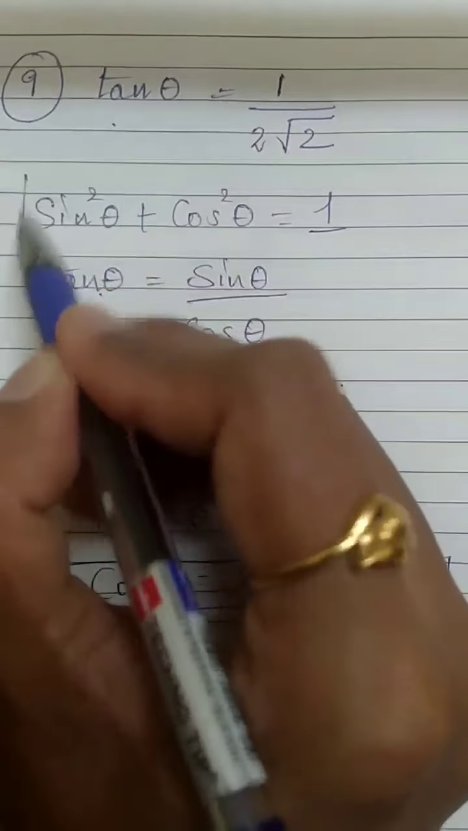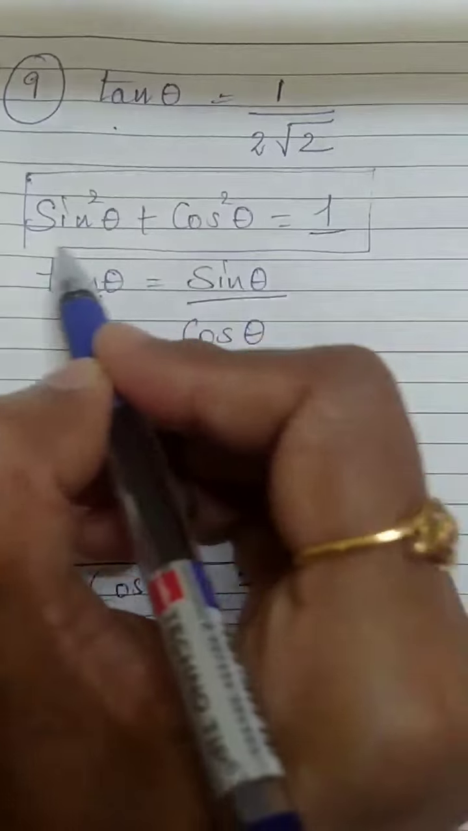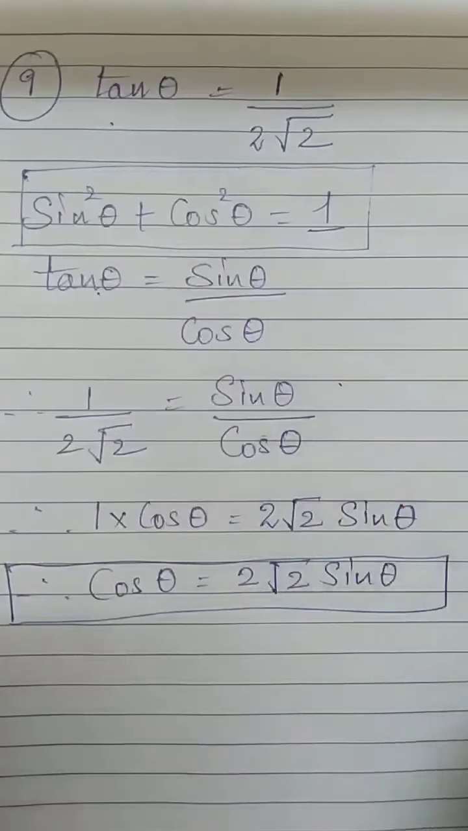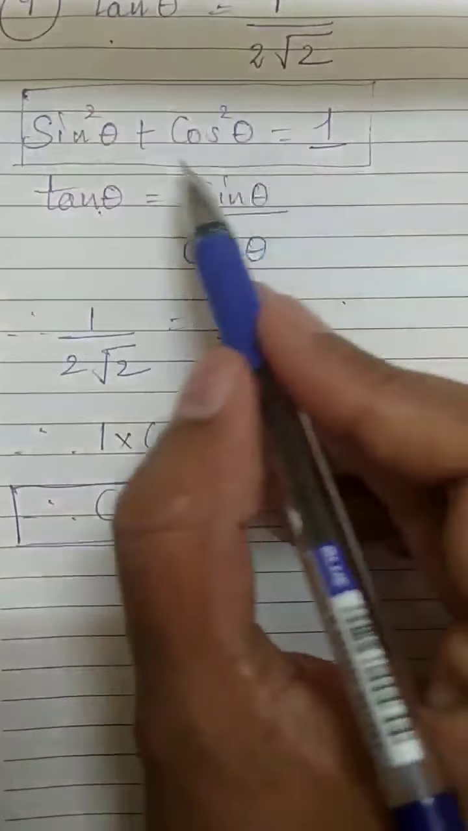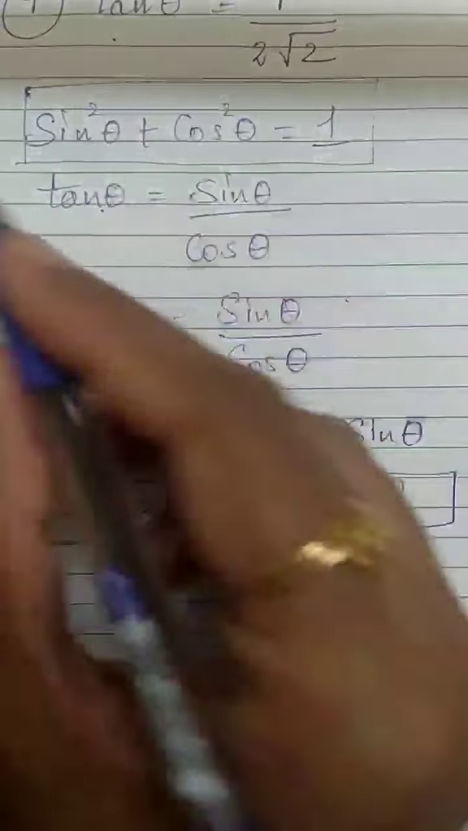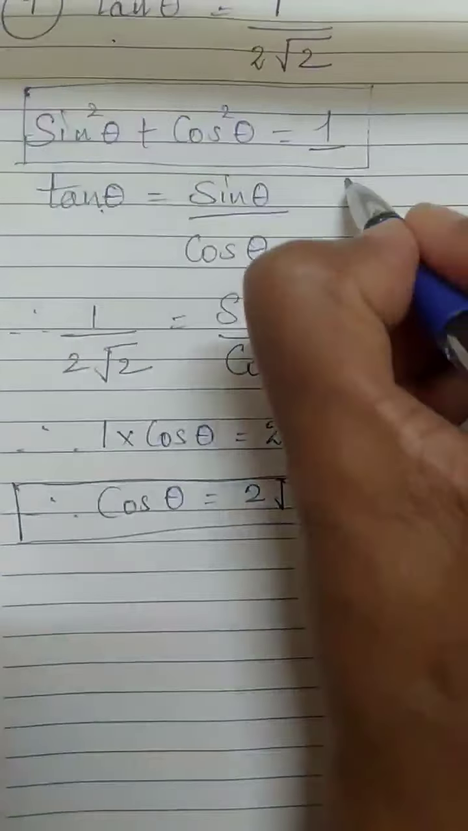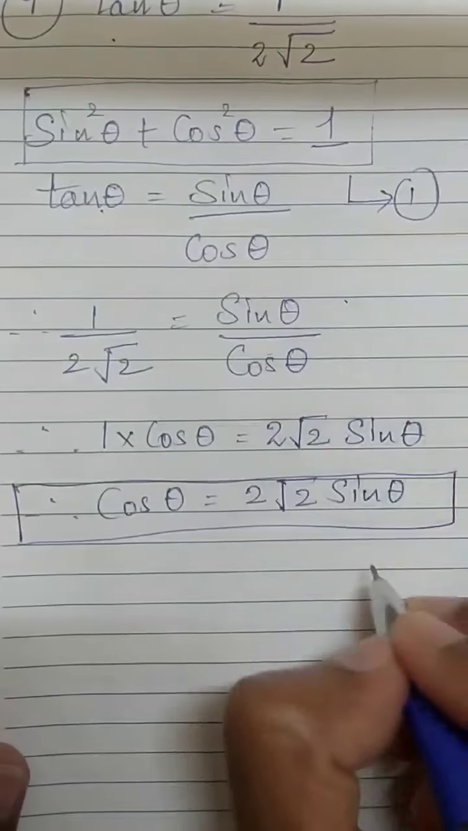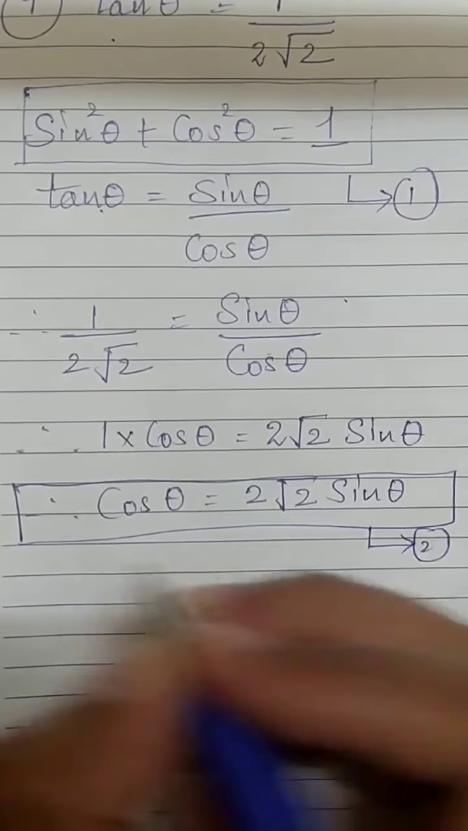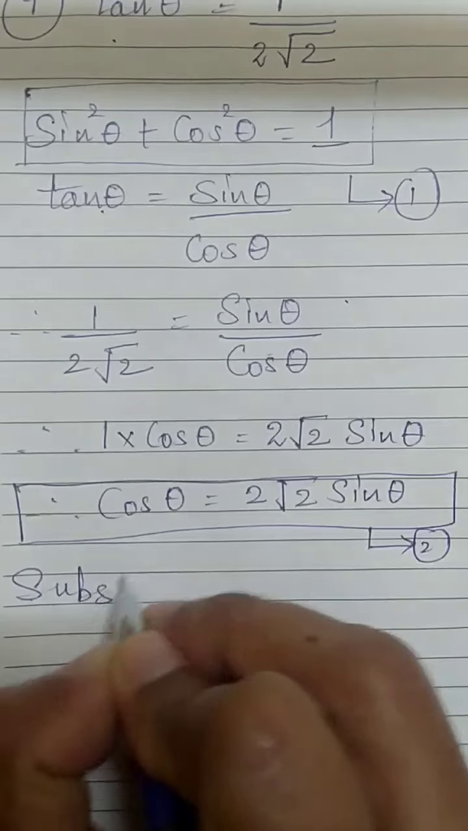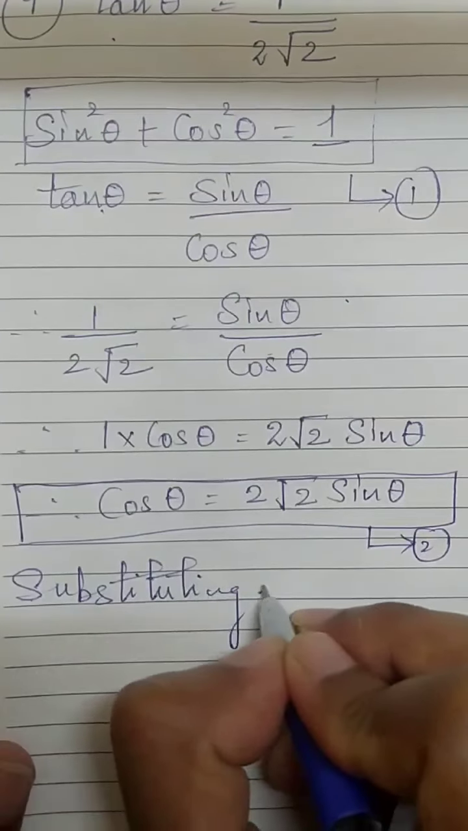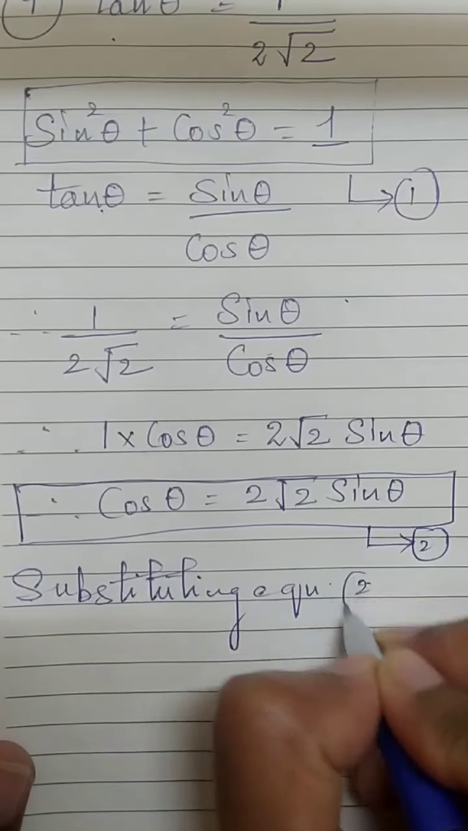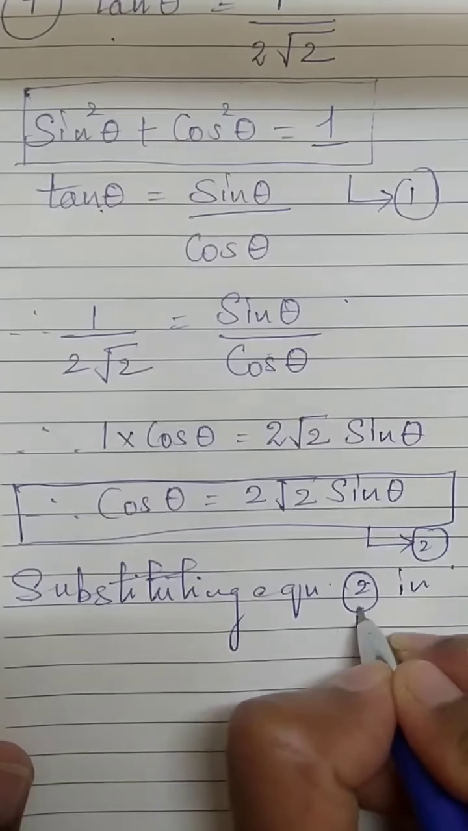Now we will substitute that here. We will use this formula. It's time to use this formula. You know cos theta is this much, that we will put here. So we will substitute it in equation number 1. So this will give it as 1 and this will give it as 2. And write, substituting equation 2 in 1.